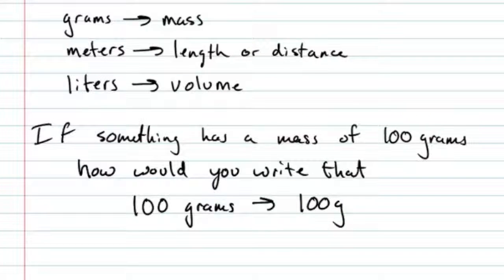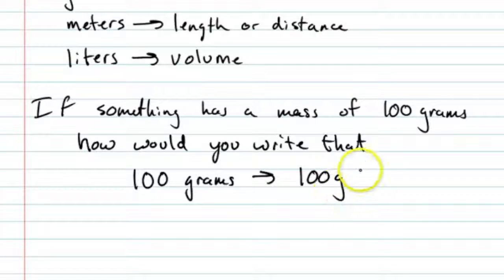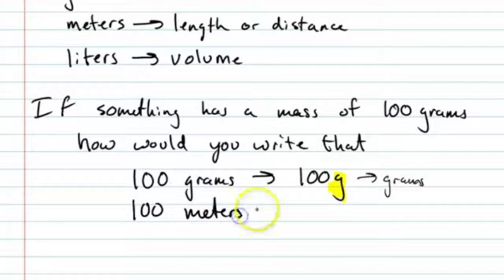It's just an abbreviation. But that letter right there tells me that we're talking about grams. So you don't need to actually write out grams, you can just write G. Same thing goes for 100 meters. Works the exact same way. It would come out as 100 M. And that M right there is going to tell me that you're talking about 100 meters, not something else. M is always going to mean meters, and G is always going to mean grams.